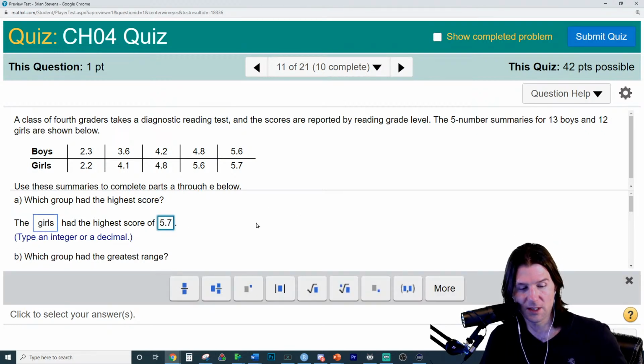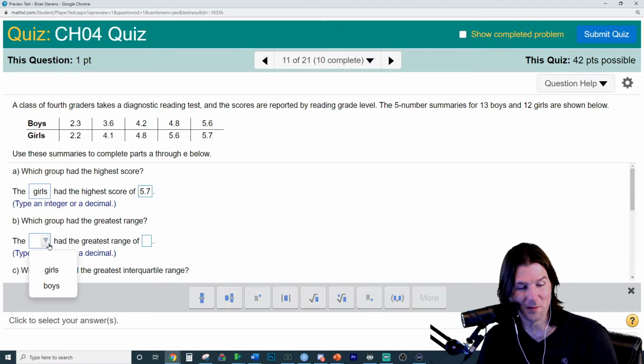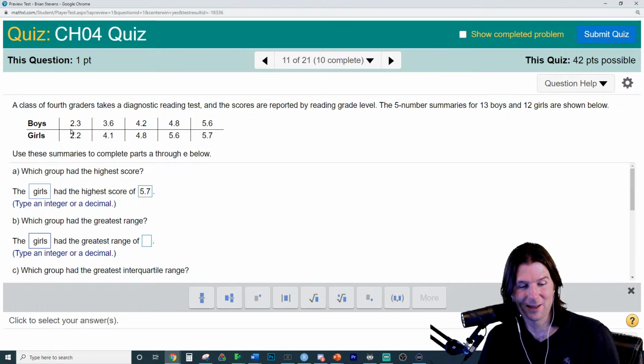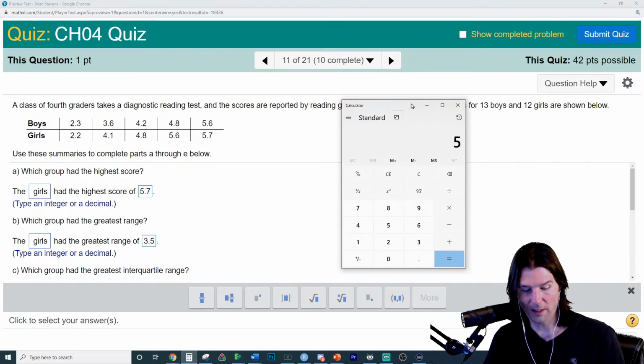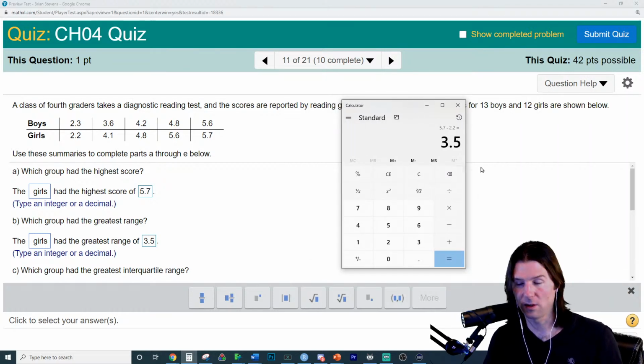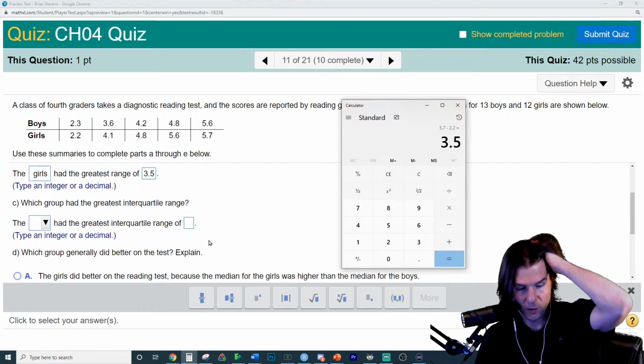I'll show you where people make a mistake. A few people have already emailed me. Don't worry if you did. I'd appreciate it because there's a trick here at the end. So all I'm doing to get the range is just taking the distance. They have the lowest min and the highest max, so it makes sense that it's the max minus the min. Where's my calculator? So 5.7 minus 2.2 is the range. And we'll show where people make a mistake at the end.